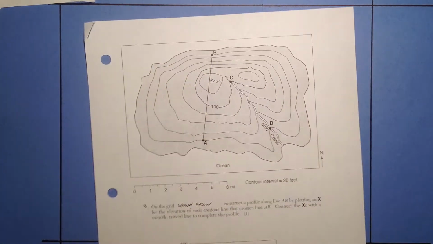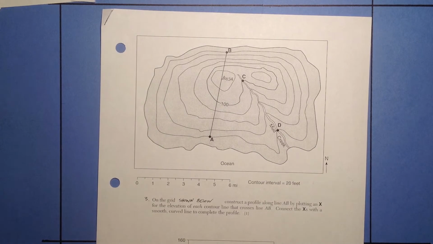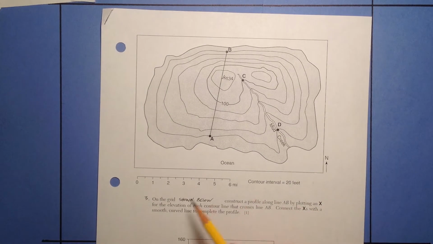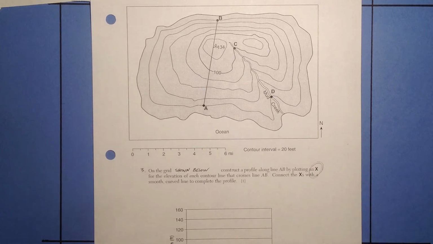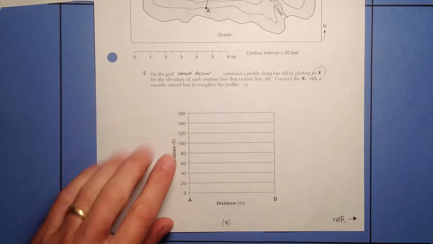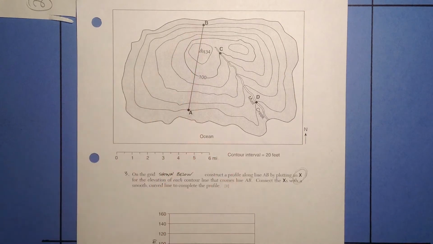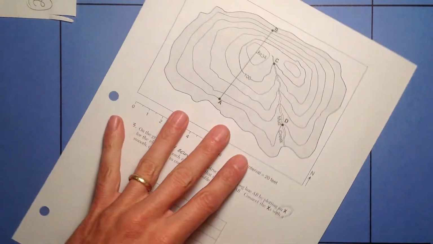We're on to this one. Okay? Contour interval 20 feet. It says the same basic idea. This one tells you to use an X, okay? Sometimes they tell you, sometimes they don't. We're going A to B here, A to B. So A is on the left, B is on the left. You want yours to be the same way.